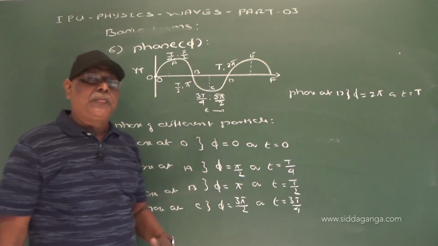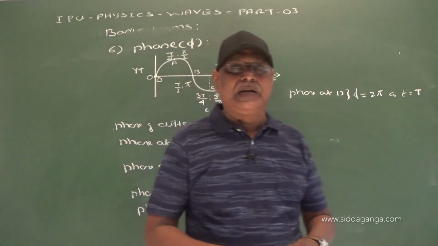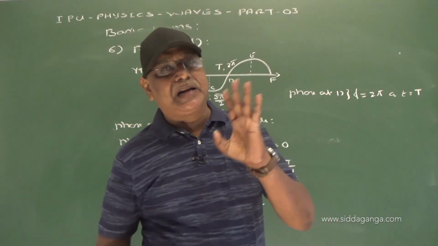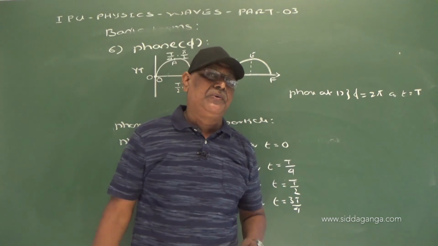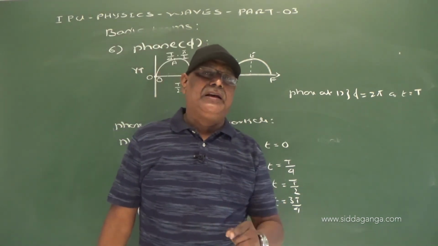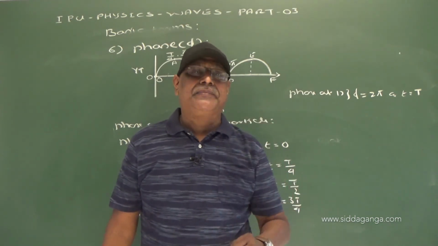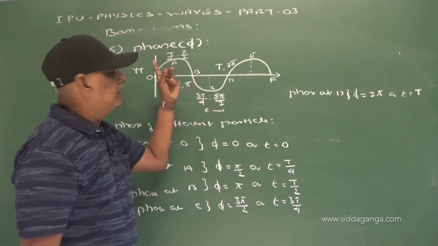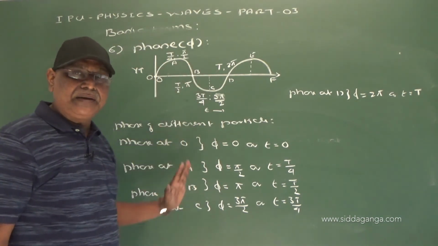So far we have discussed the basic terms in this class, starting from wave amplitude, wave period, wave frequency, wavelength, wave velocity, and the term phase. Is that clear?